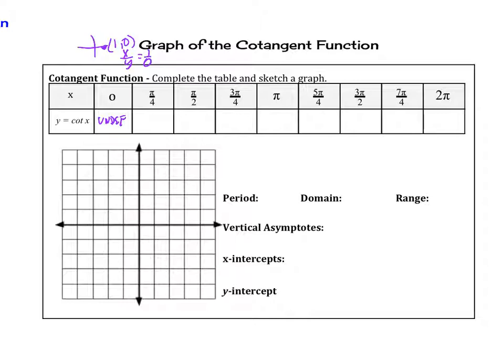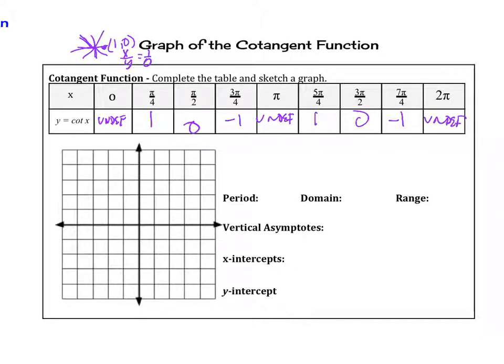Then at pi over 2, that's going to be 0. At pi over 4, that's a positive 1. At 3 pi over 4, that's going to be negative 1. And then at pi, we're undefined again. At 5 pi over 4, we're at positive 1. At 3 pi over 2, we are at 0. At 7 pi over 4, we're at negative 1. And at 2 pi, we are back at undefined.